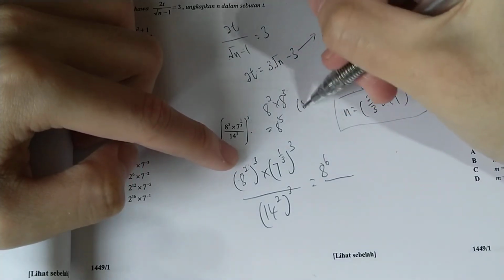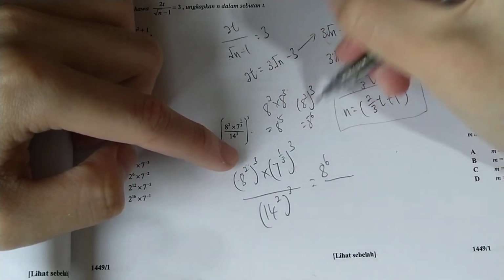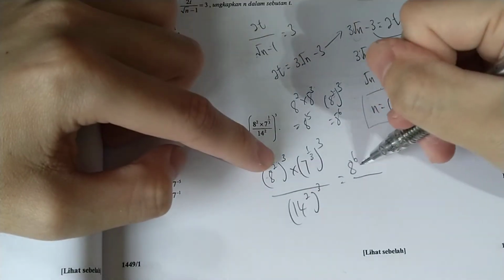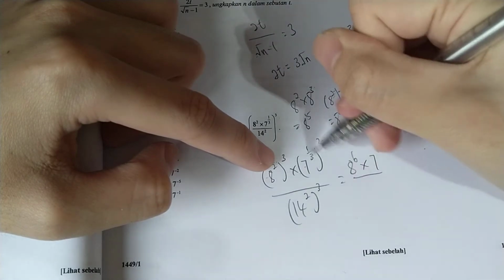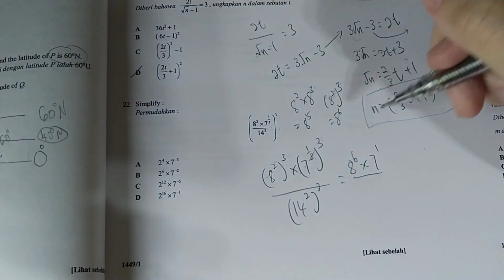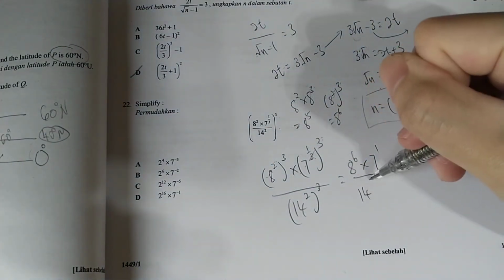But if like this, it is 8 power 6. Okay, you have to take 2 times 3, not plus. What about here? 7 power 1 over 3 power 3 is 7 power 1, because 1 over 3 times 3, you can cancel. What about here? 14 power 2 power 3 is 14 power 6.